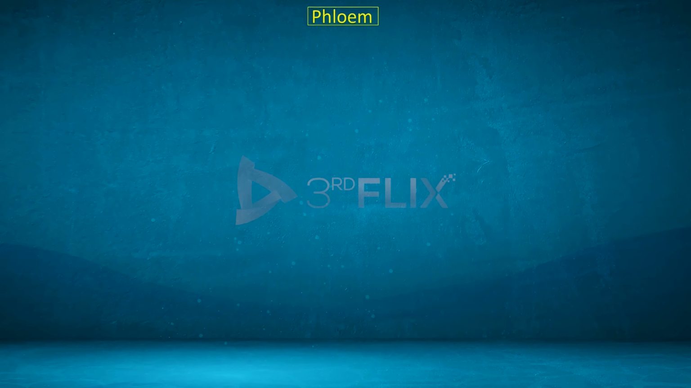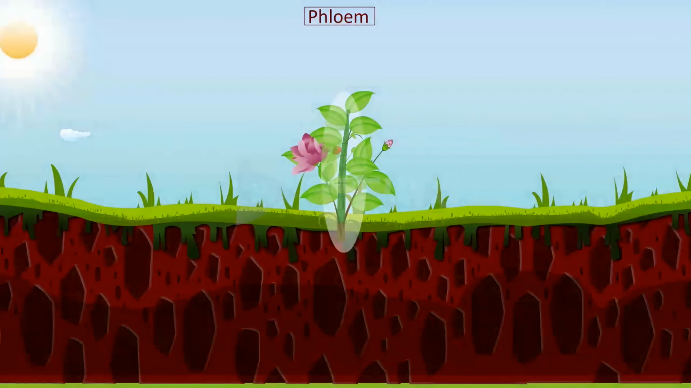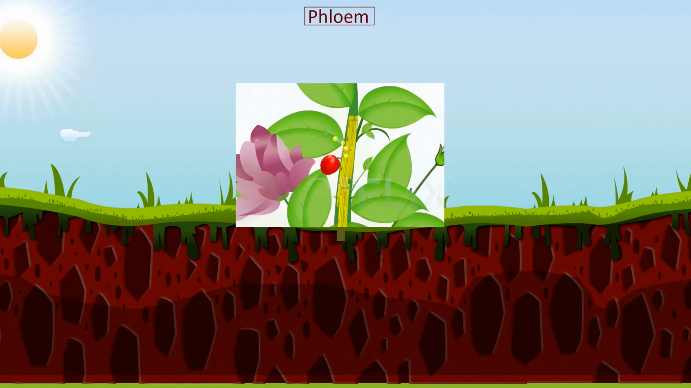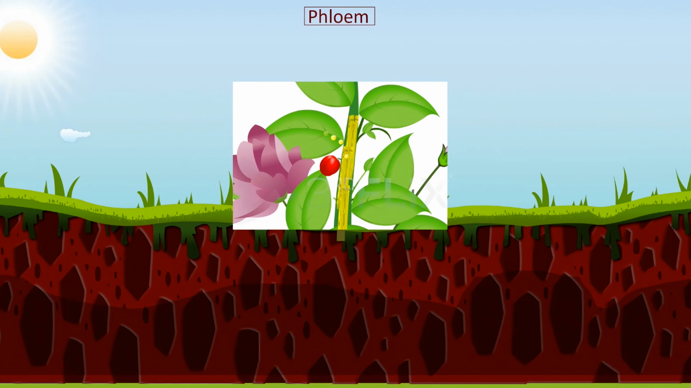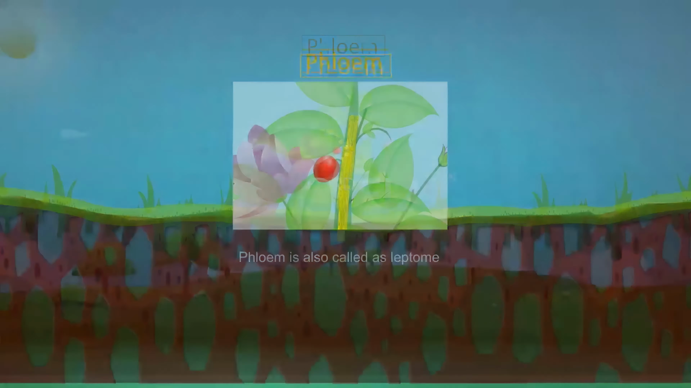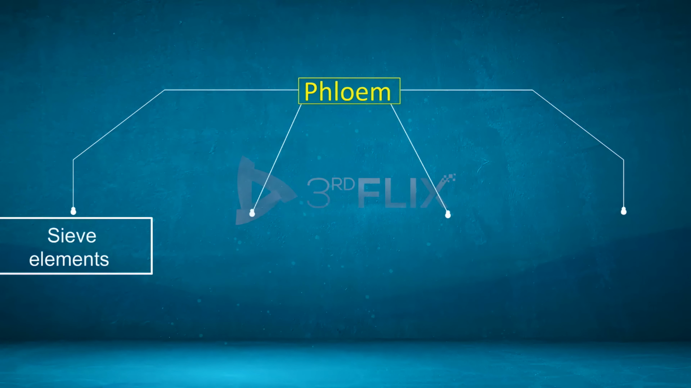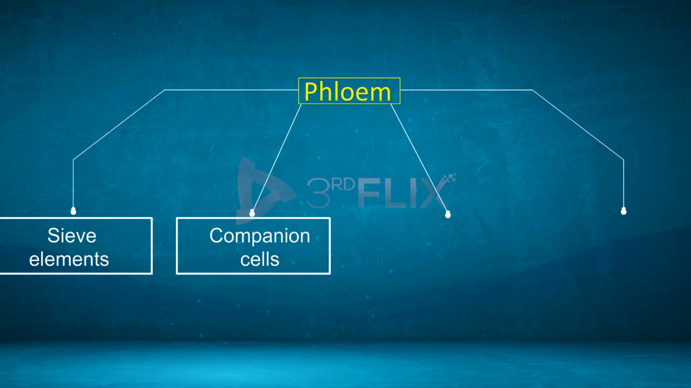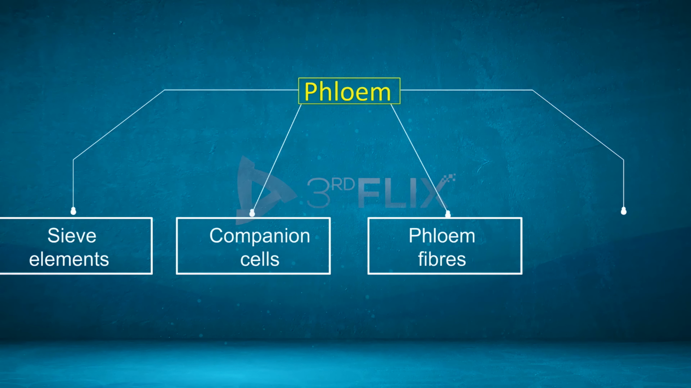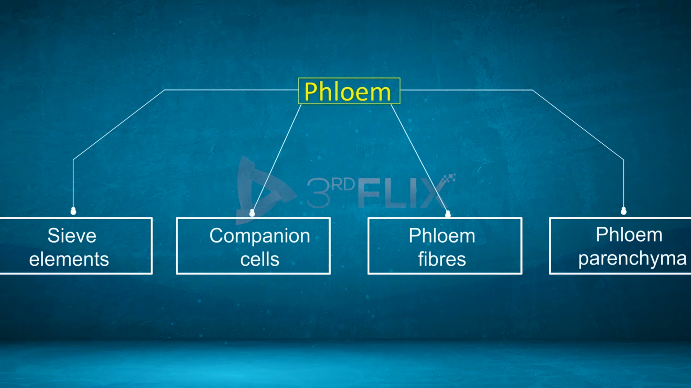Phloem. Phloem is the vascular tissue that transports sugars from source tissues, that is, leaves, to the other parts of the plant. Phloem is also called leptome. Phloem consists of sieve elements, companion cells, phloem fibers, and phloem parenchyma.